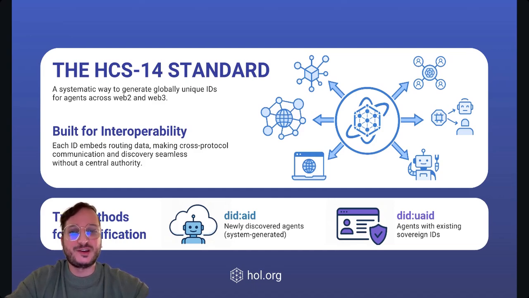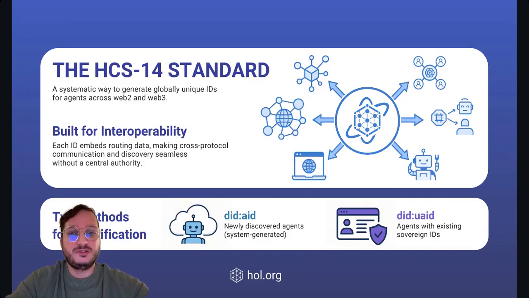In the last video, we were talking about registry brokers. Today, we're going to talk about HCS 14. HCS 14 is a new draft standard that we've been working on called the Universal Agentic ID. This is a specification that we use in a registry broker, but is completely agnostic and can be used in many different applications. What it does is it creates a systematic way to generate globally unique agentic IDs for agents across Web 2 and Web 3. Each of these IDs embeds routing data, making cross-protocol communication and discovery seamless without needing a central authority.